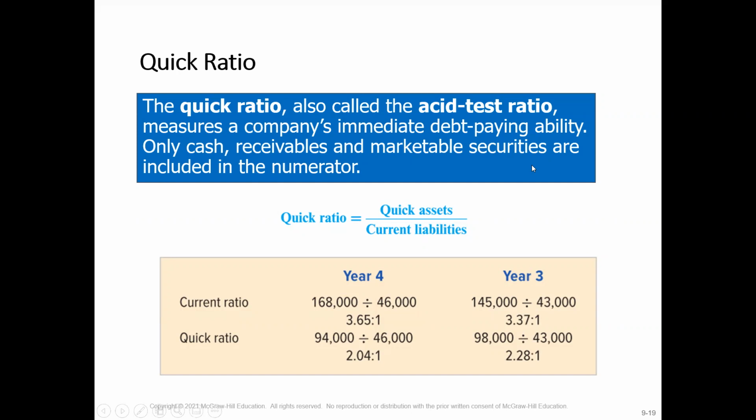Cash can be converted to cash relatively quickly. So those are a measure of liquidity by a company. These are all liquidity ratios. And that's how solvent is the company. Is it able to meet its current obligations?